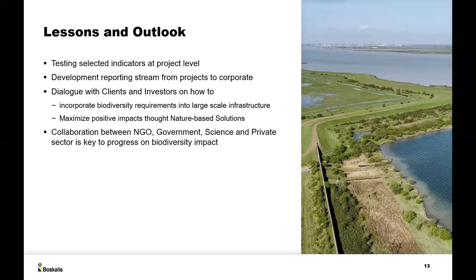Because that last point is important, the collaboration with NGOs, organizations like IUCN, is crucial for taking this further. And I also would like to point out that the role of a contractor in this process is important. So collaboration throughout various sectors on this topic needs to be done. Thank you very much, Julie.